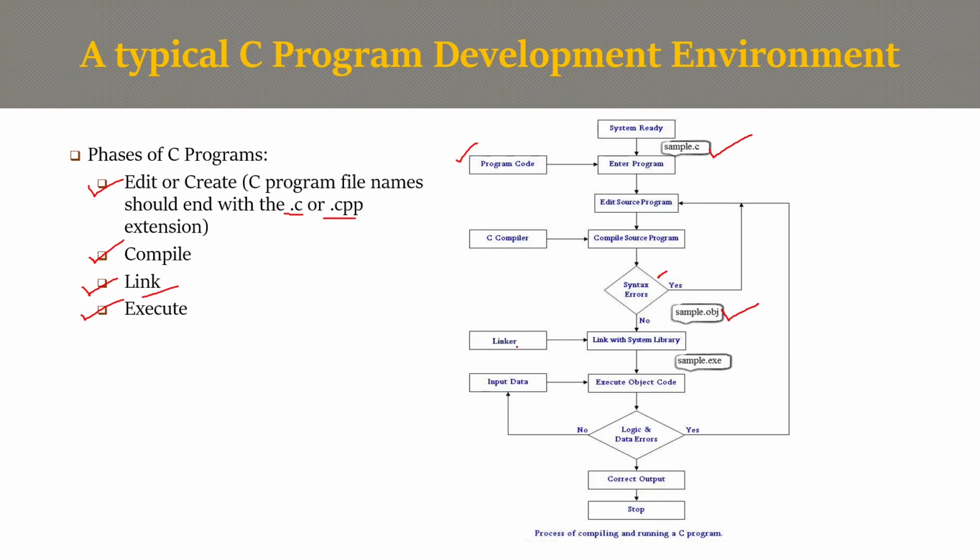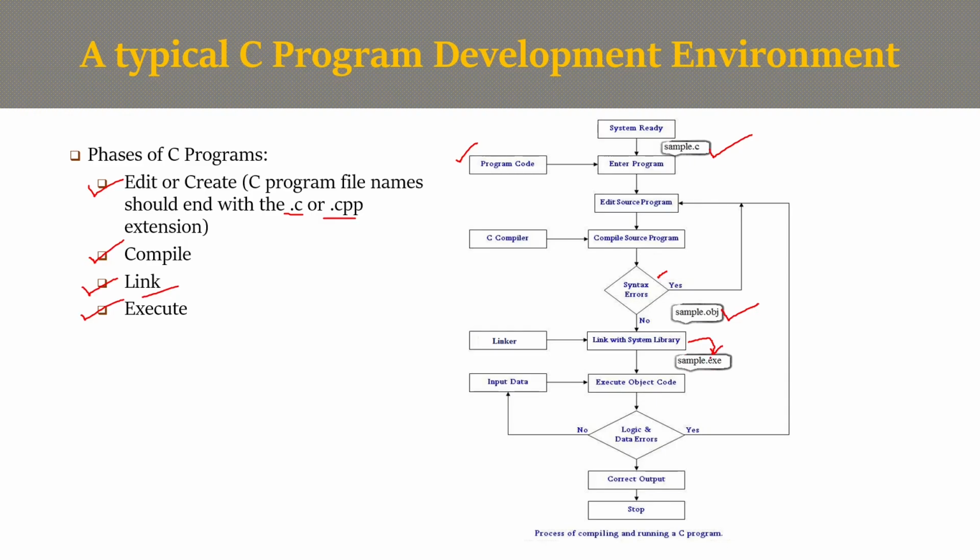So what does the linker do here? The linker links this sample object file with the system library. Why does it do that? It links it with the system library in order to create an executable file, which is sample.exe. Let me say it again. After the .c file, which is our main program, is compiled, it will turn into a sample.o or .obj file. This .obj file is then linked with the system library in order to create a sample.exe, or an executable file.